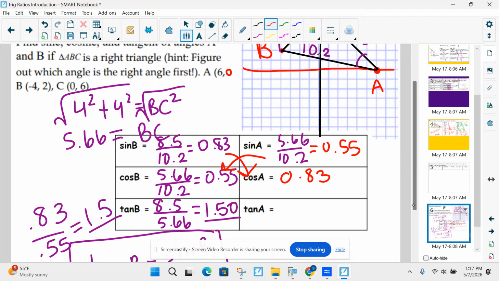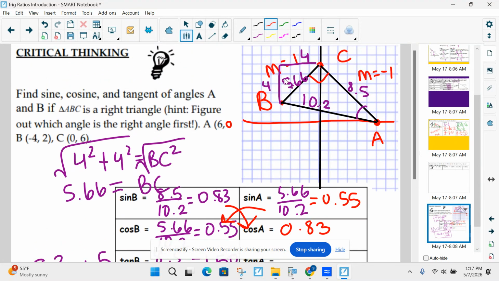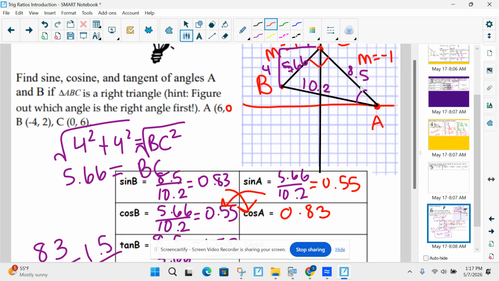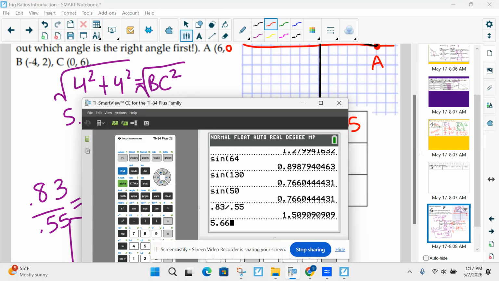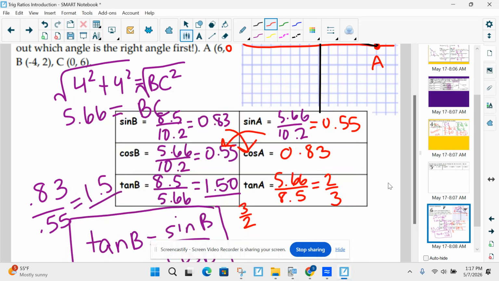But it's not the same for tangent. So for tangent of A, the opposite side is 5.66, while the adjacent side is 8.5. Although it's not the same, they are what we call reciprocals of each other, which means that the fractions are flipped. And if I know that 1.5 as a fraction is 3 over 2, the reciprocal of that would be 2/3. Let's just type it into our calculator to double check. So 5.66 divided by 8.5, and we would get 0.66.